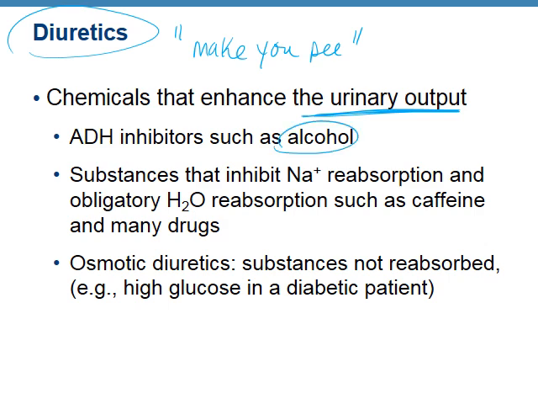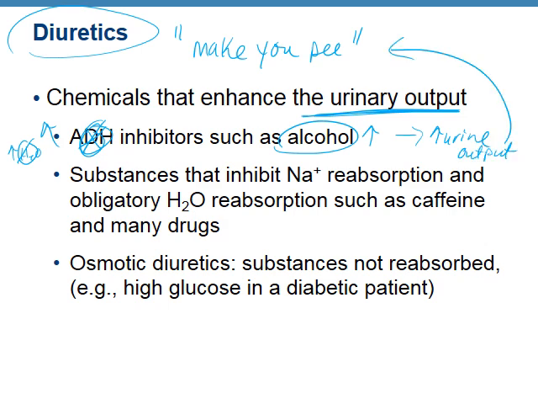Alcohol. If you increase alcohol, it blocks ADH. And remember, if ADH is on, it normally tells you to reabsorb water. So if I turn it off, what happens? You have increased urine output, or in other words, it makes you want to pee.